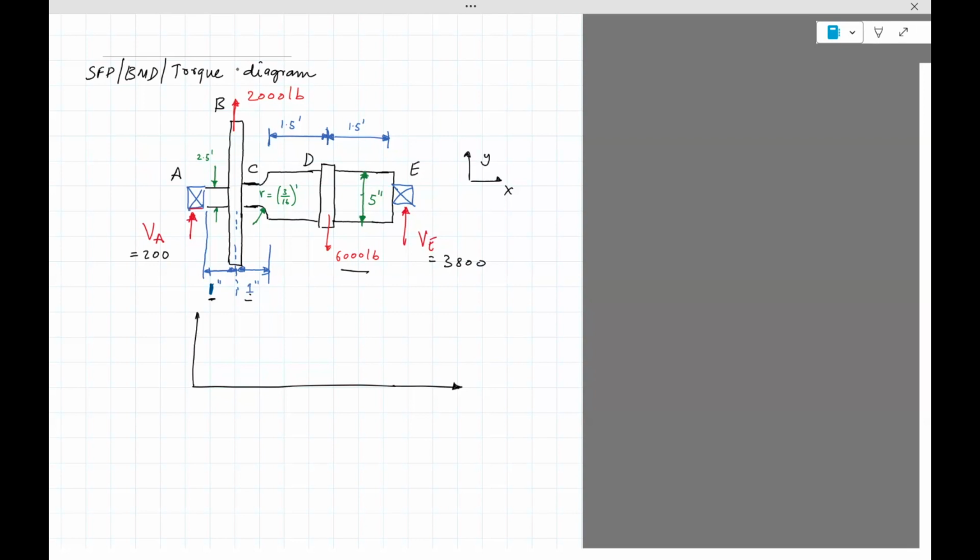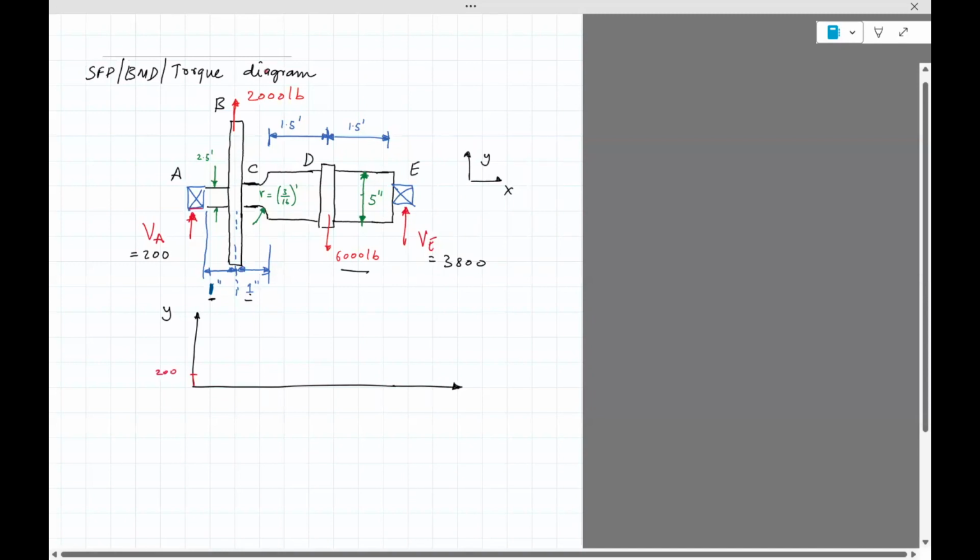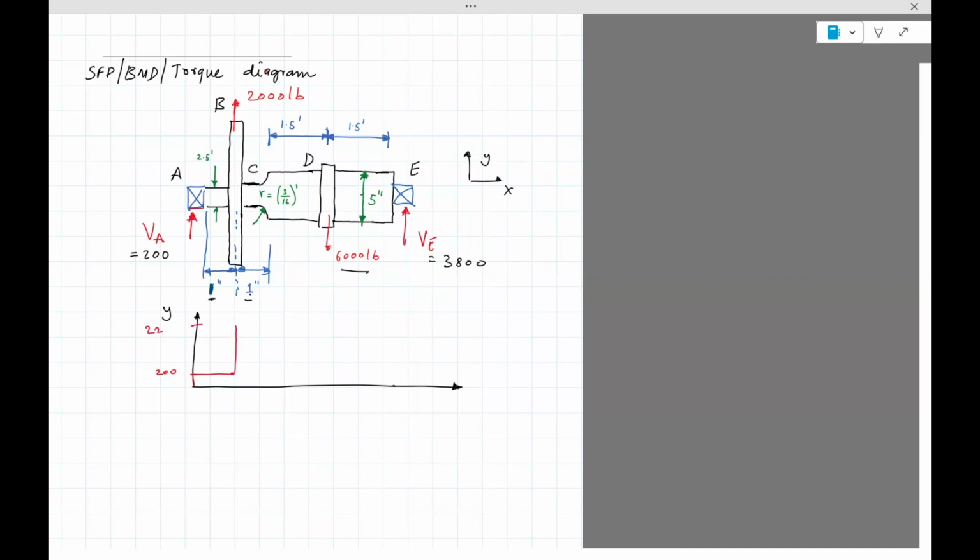Just draw the y-axis. Okay, so 200 up, that remains constant till we reach point B, where there's a 2000 added to it, so it'll be 2200. So it's over here. It's flat till we go to point D, where we have to subtract 6000. So 2200 minus 6000.